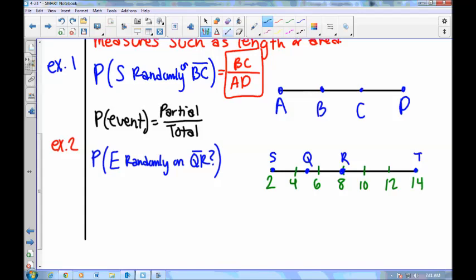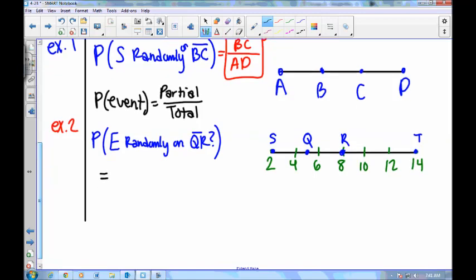Okay, so let's talk about the segments before we get into the numbers. What's the partial segment? Excellent. QR. Over the total, S to T. Any questions on that? QR is the partial we're looking for, divided by the total from end to end, which is ST.